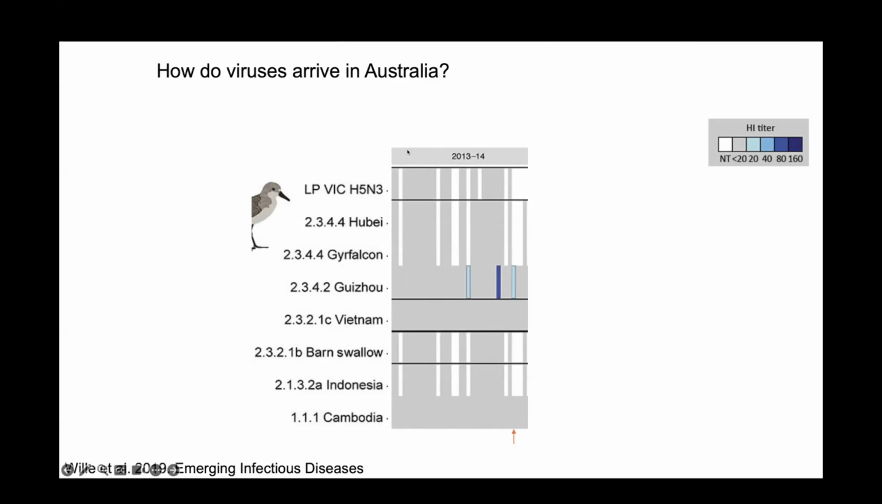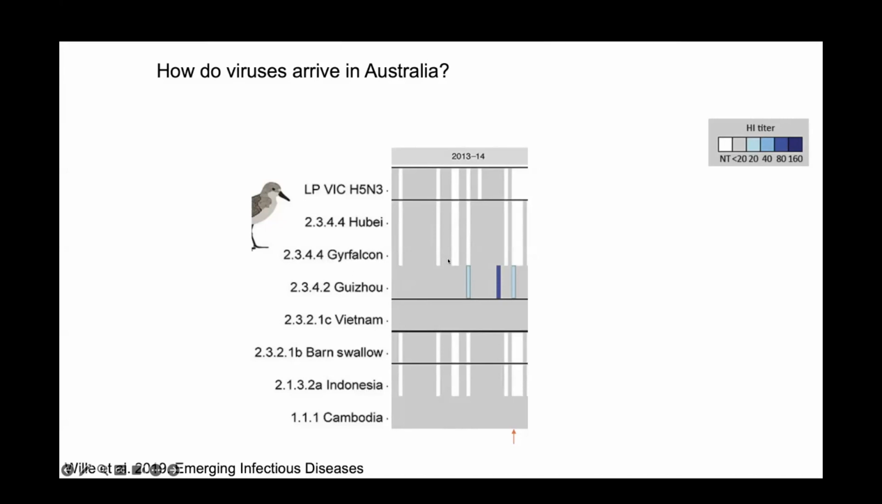So every column here is an individual. White means I didn't have enough serum to do that test, but gray means I did the test and it was negative, but blue means I did the test and it was positive. So in 2013, 2014, we had Red-necked Stints that had antibodies in them that reacted to this high path virus 2342, and that's kind of the code for the virus, which was circulating in that time.